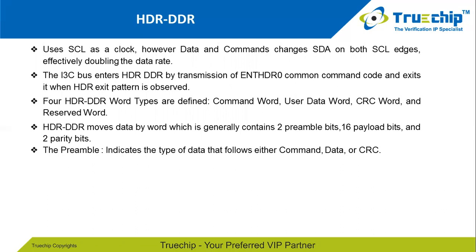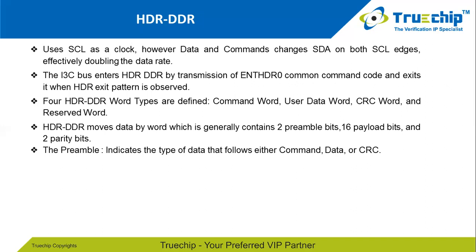HDR DDR moves data by words. A word generally contains 16 payload bits as 2 bytes in a byte stream and 2 parity bits. The HDR DDR protocol precedes each 18-bit word with a 2-bit preamble for a total of 20 bits per word. The preamble indicates the type of data that follows: command, data, or CRC.